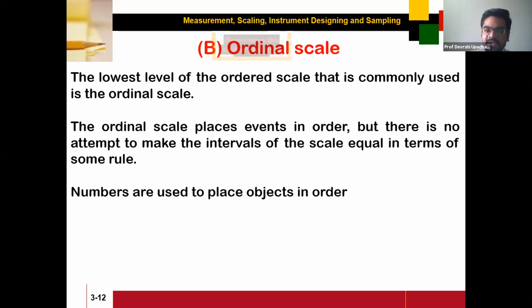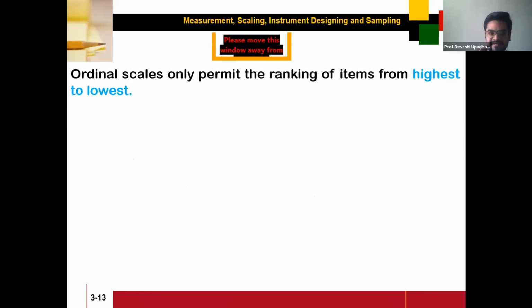The ordinal scale places events in an order, be it sequential, from top to bottom or bottom to top, ascending to descending or descending to ascending. But there is no attempt to make the intervals of the scale equal in terms of some rule. That is, numbers are used to place objects in order. So the ordinal scale only permits ranking of items from highest to lowest.